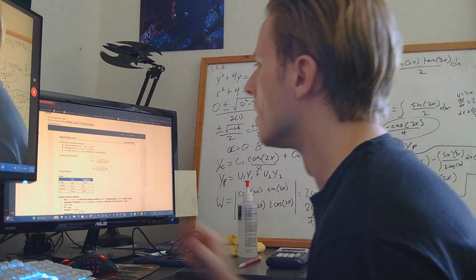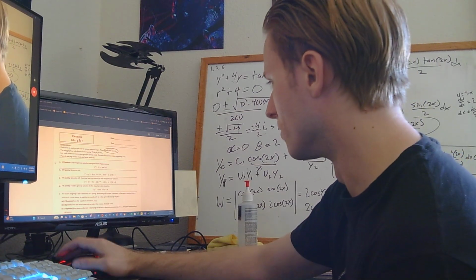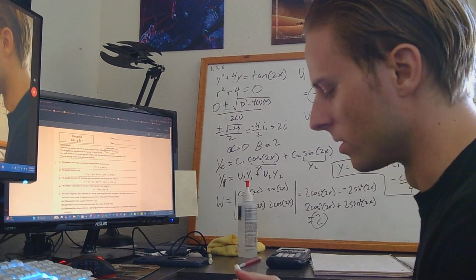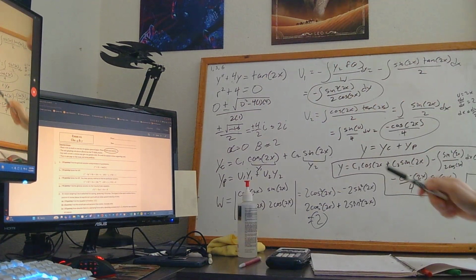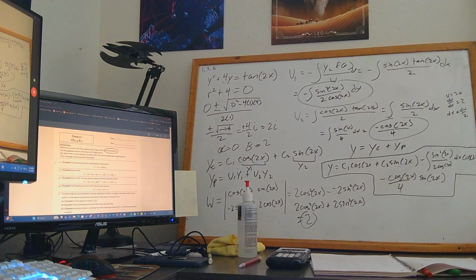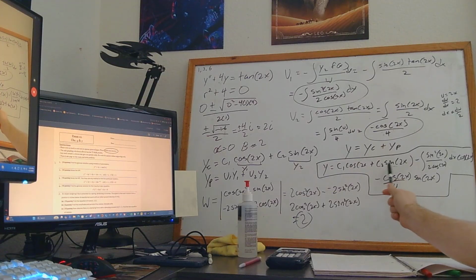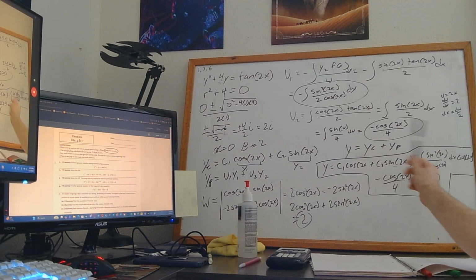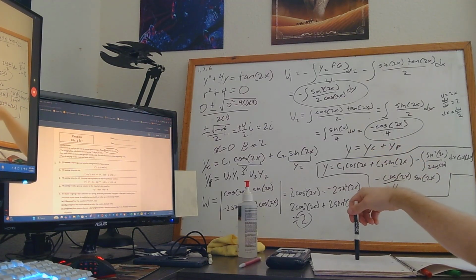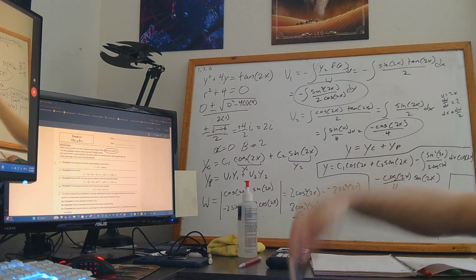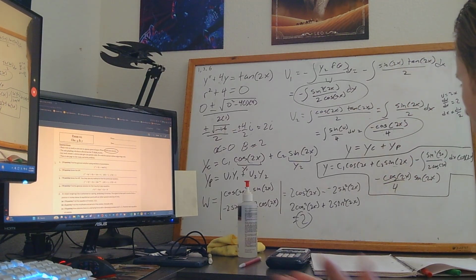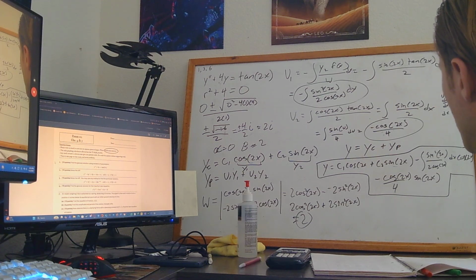Okay. It's a general solution, right? Yeah, general solution, no given initial conditions. So there we go. There we have it. y equals c1 cosine 2x plus c2 sine 2x minus the integral of sine squared 2x over 2 cosine 2x times cosine 2x minus cosine 2x over 4 times sine 2x. So yeah, that's the general solution.